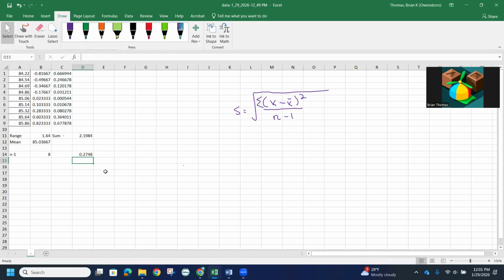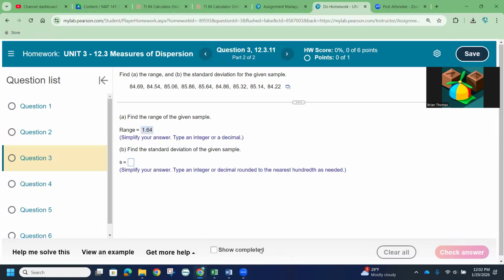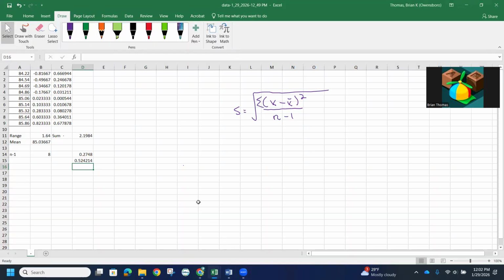I still got to take the square root of that. So if I go right underneath that and hit equals, and square root, if I do SQ, the square root is there. And then if I type in this cell here, which would be D14, look right there, square root, that looks better. Hit enter, it's giving me the standard deviation of 0.52421, but I think they want us to round it to the hundredths place. Rounded to the hundredths place, it looks like it's going to be 0.52.